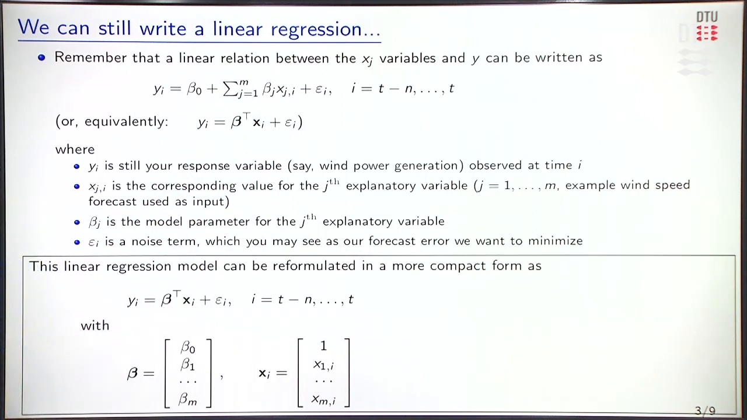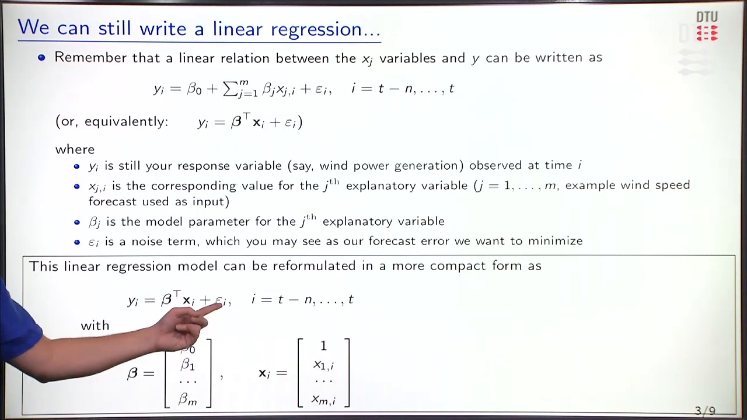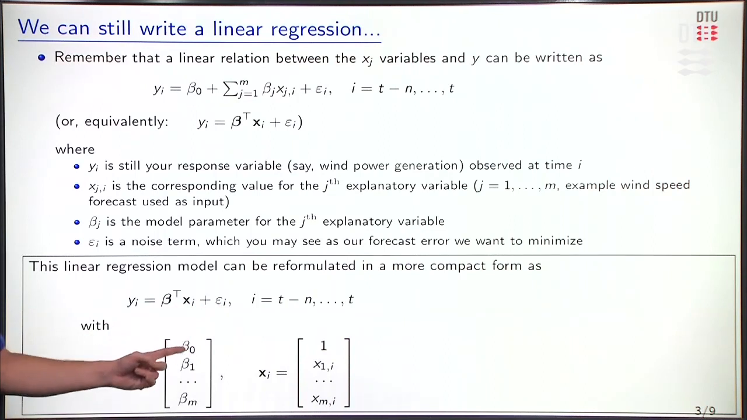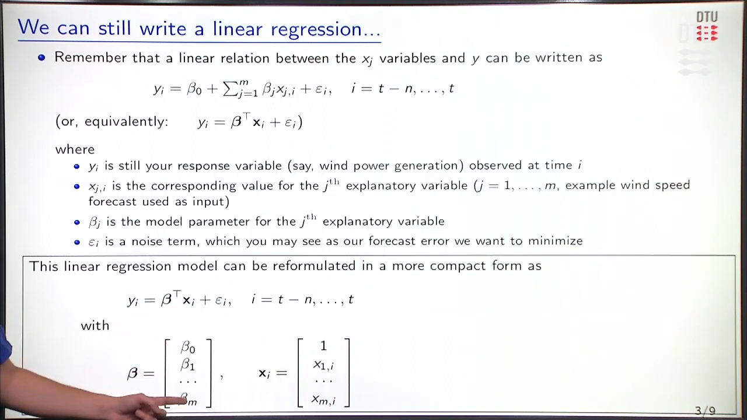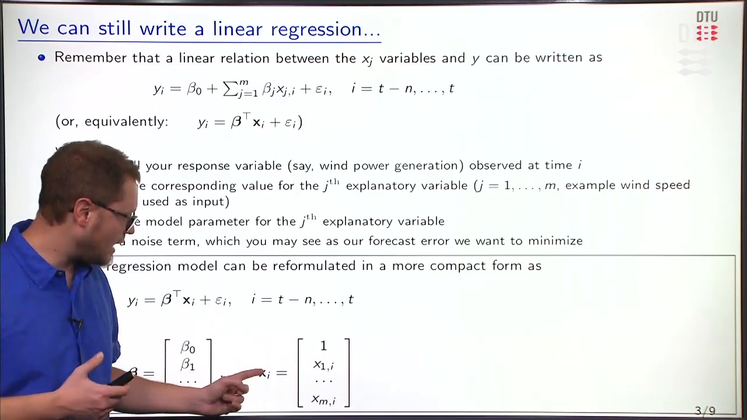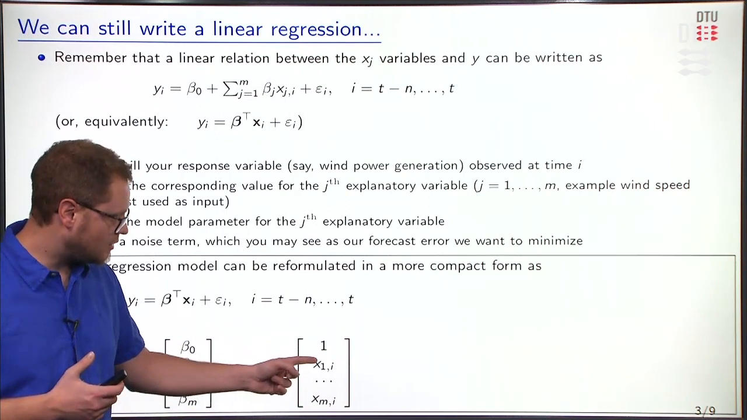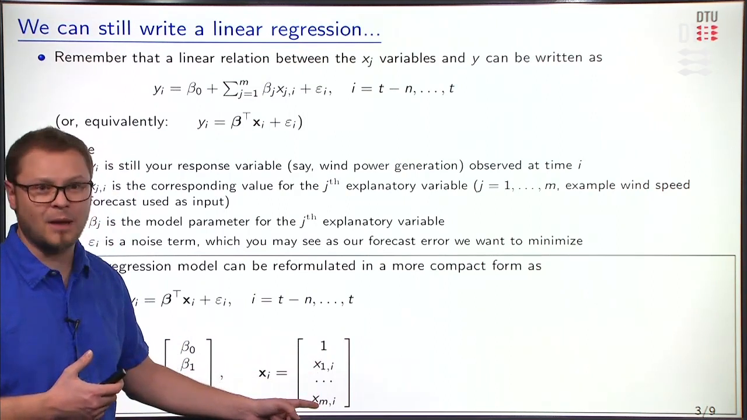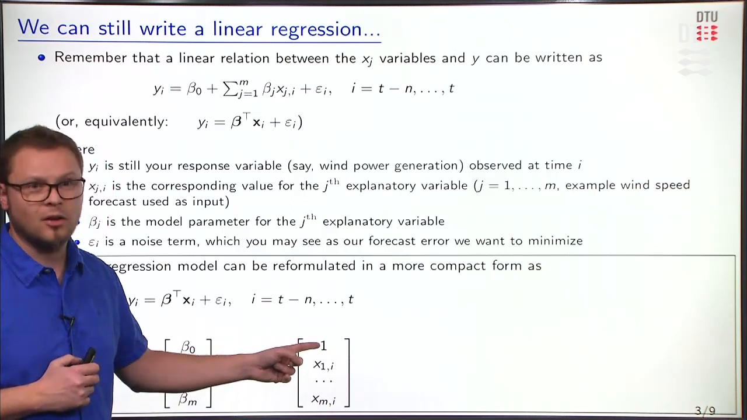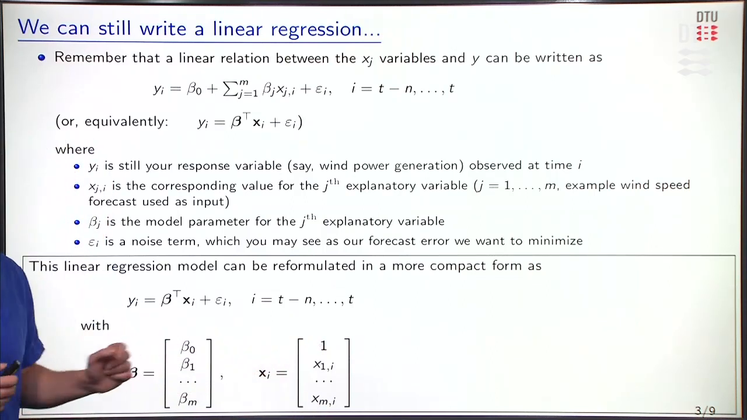So now that we've reformulated it in a compact form, we have y_i equal bold beta transpose times bold x_i plus the noise term, where beta is the vector of all our linear coefficients plus the intercept, and bold x_i is a vector that contains the values at time i of all the explanatory variables plus a coefficient 1 that relates to the intercept.